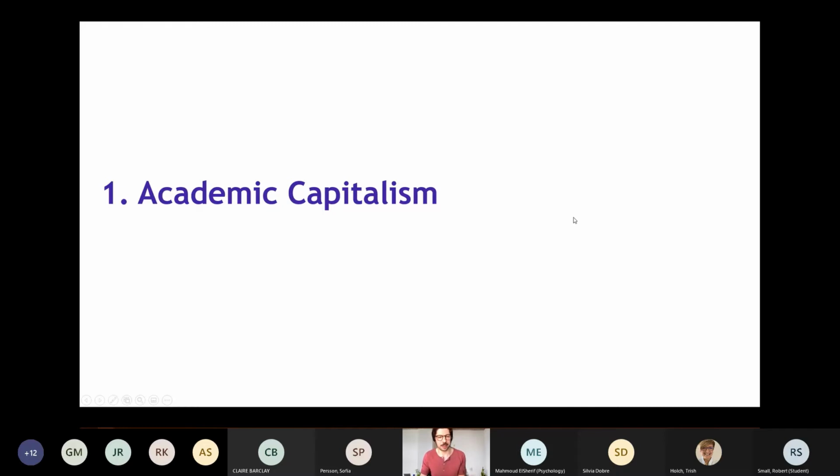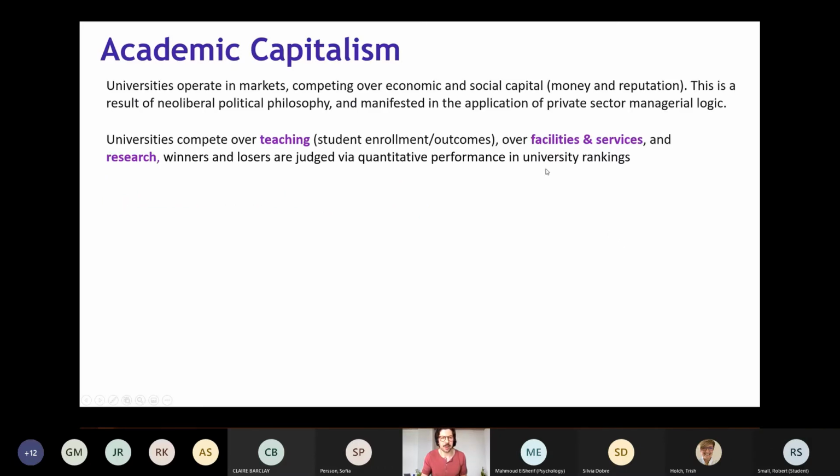So I'm going to start off by discussing this concept of academic capitalism, which is a theory from the literature of higher education research. It describes the fact that universities operate in markets and compete with each other over economic and social capital, so basically money and reputation. The fact that these markets exist is a result of greater forces of neoliberalism and political decisions. And academic capitalism is manifested in the application of managerial logic to the way that universities are run.